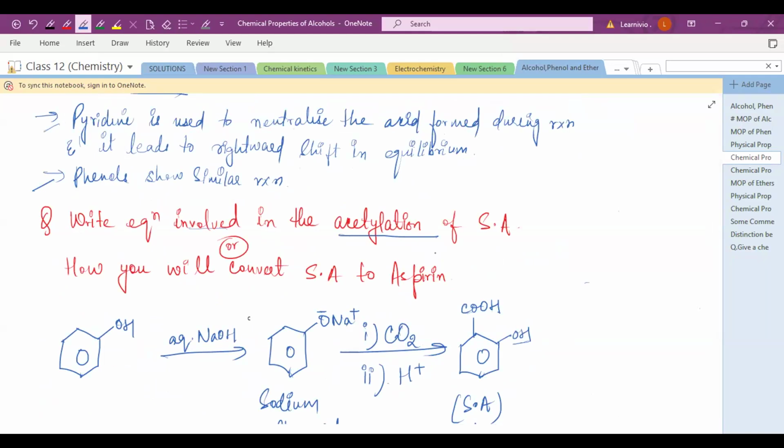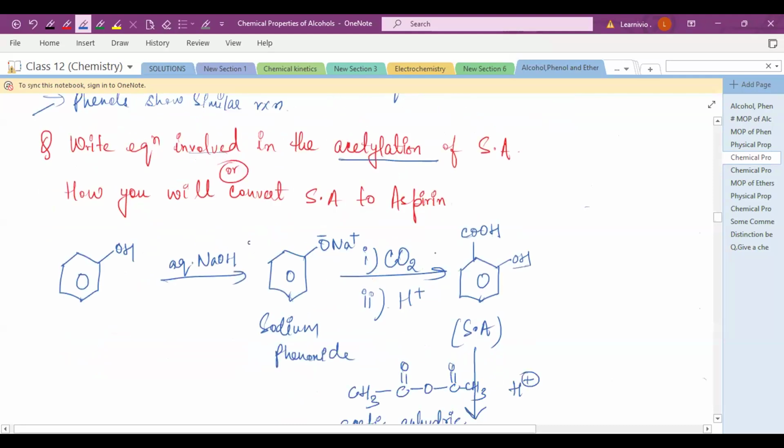Aspirin. Did you hear the name earlier? Yes, ma'am. So it's a painkiller. Aspirin is a painkiller, right? So we can prepare aspirin by the acetylation of phenol. It's a very interesting reaction, and this is again very important.